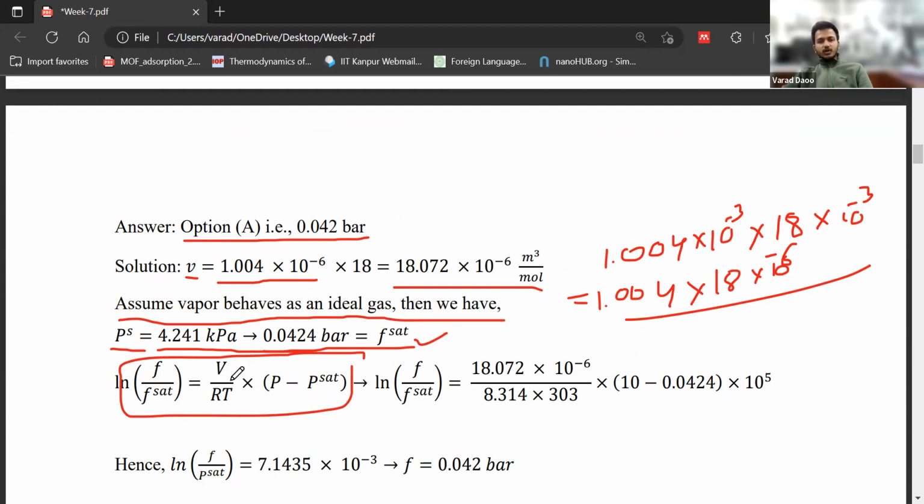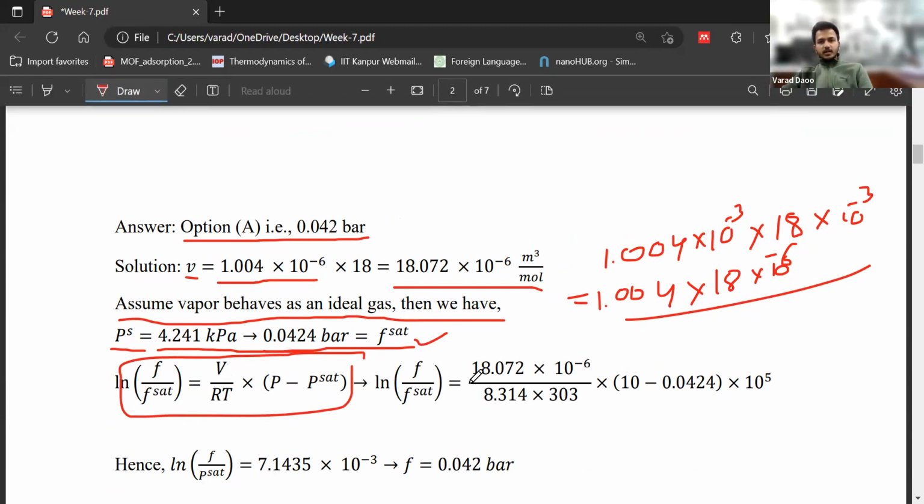So we substitute the known values. We know V, which we just calculated. The right-hand side values we know. This is the value of R, this is the value of temperature, and this is P minus P sat multiplied by. So we are taking pressure in kilopascal and in bar, right?